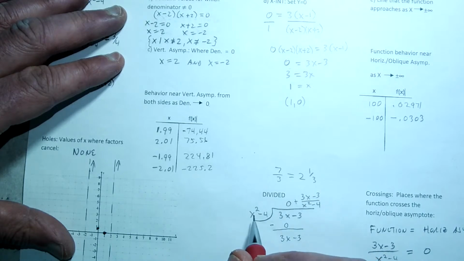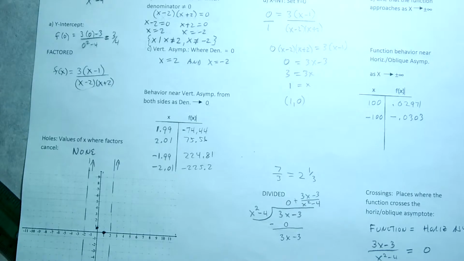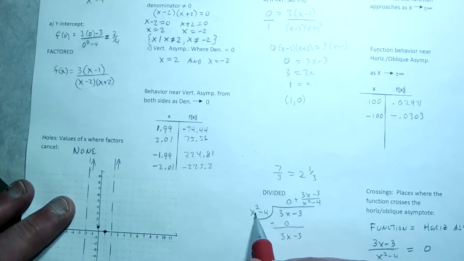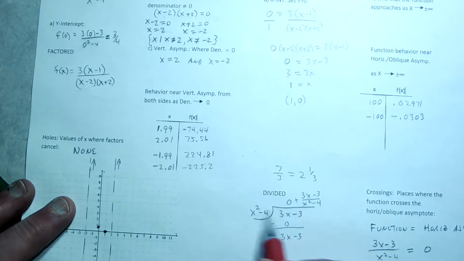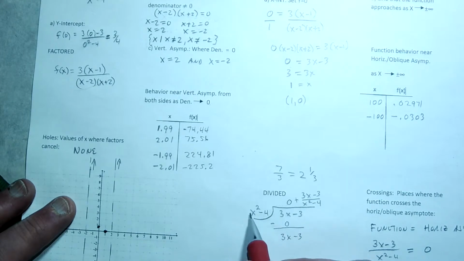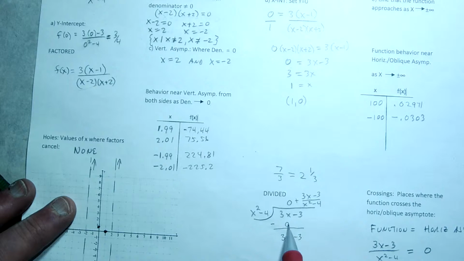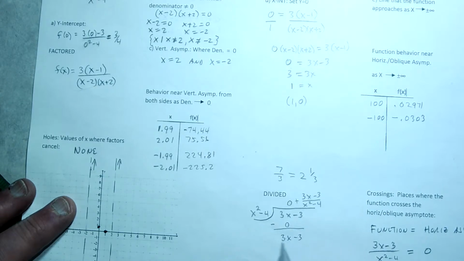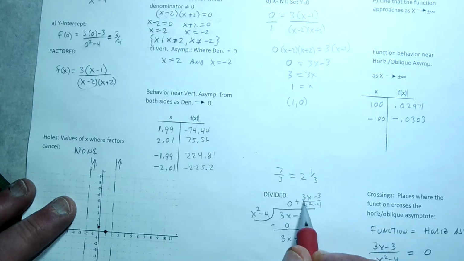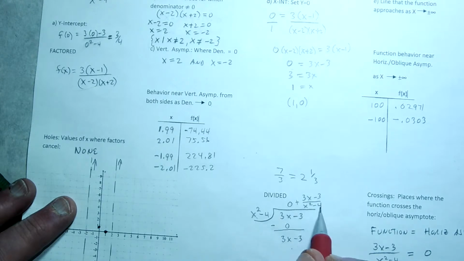That is still a full 7/3, but it's in a mixed number form. So when we divide x squared minus 4 into 3x minus 3, you can't multiply x squared by anything and get an x term. It's too big. So that's 0 times that. And when I subtract that, when I take 0 away from 3x minus 3, I still get 3x minus 3, which is now the numerator to a fractional remainder of 3x minus 3 over the divisor of x squared minus 4.